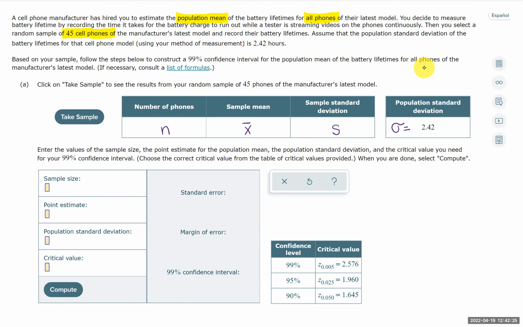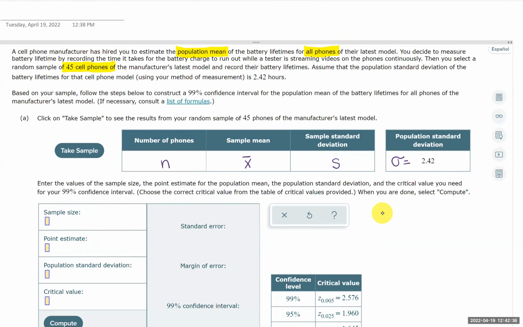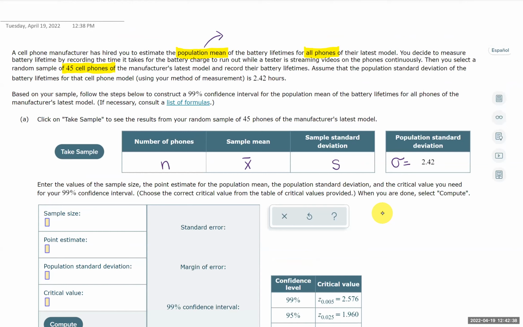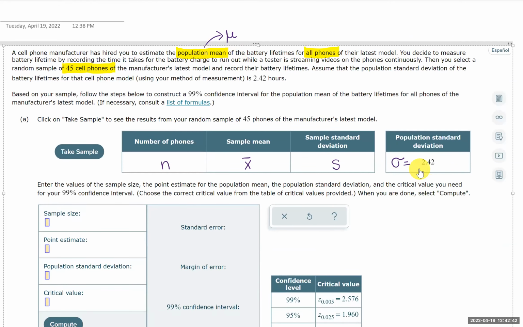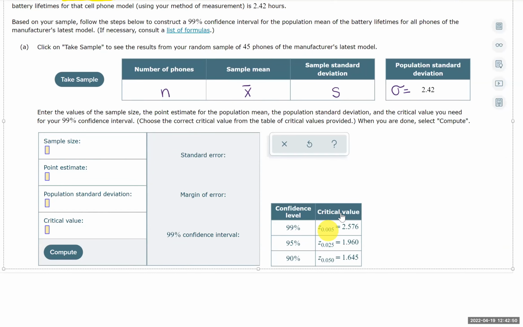All right, so when we know sigma and we're trying to estimate a population mean, and I think it would be good to just add the symbol there as well, population mean, mu. When we know sigma, the process is going to be based on z-scores. So when we know sigma, we'll be relying on critical values that are z-scores. We'll get to those in a moment.